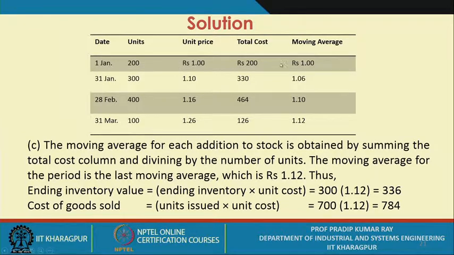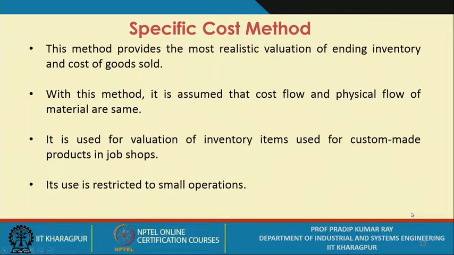That means, here the moving average, this is 1. For the next period, for 1 month, it is 1.1 plus 1, that is 1.06. Okay. And this one is, again you add this. So, this is 1.10, and this is one period, this is 1.26. So, this becomes for this month, and this one is 1.12. So, the ending inventory you calculate as 336, and the cost of goods sold you calculated as 784.